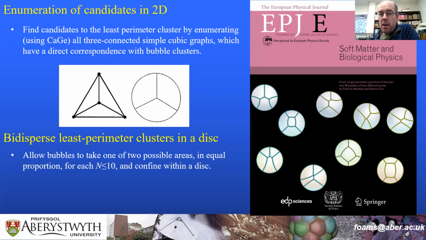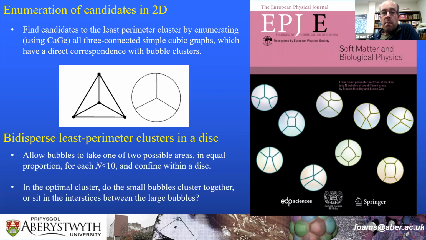We could only go as far as n equals 10 bubbles. After that, the number of candidates that you enumerate and then have to import into Surface Evolver to find their minimum perimeter, and then change the ratio of areas between the large and the small bubbles, just became unmanageable. That's not to say it won't become manageable in the future, but for us, it was too much.